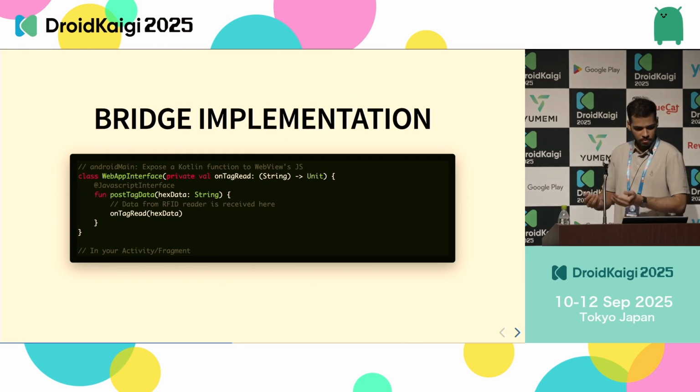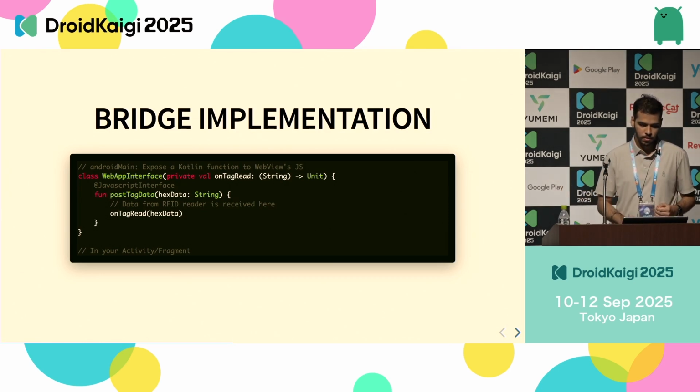And then if we move in, we have the activity or fragment. So we instantiate this class, and then we attach the web view using addJavascriptInterface. And I just gave it a name. Let's just call it AndroidBridge. And now your JavaScript can call AndroidBridge.postTagData. And this way, the data will appear in your Kotlin code, which is ready to be passed to our view model.